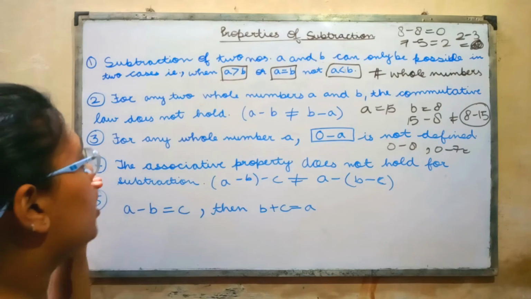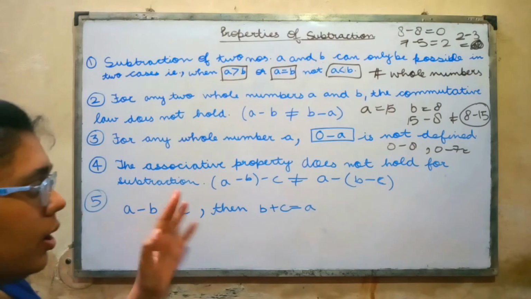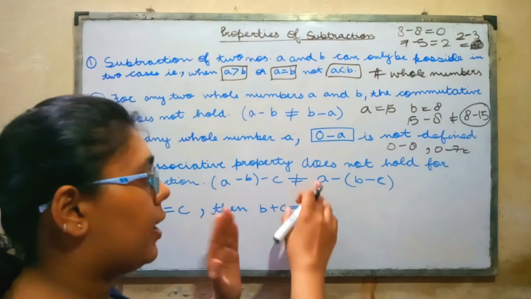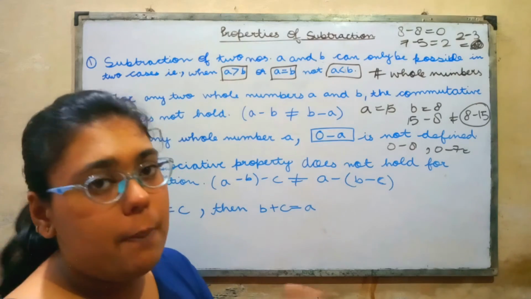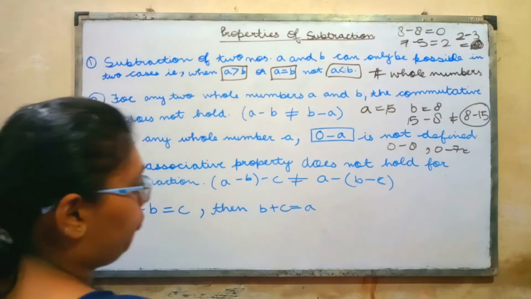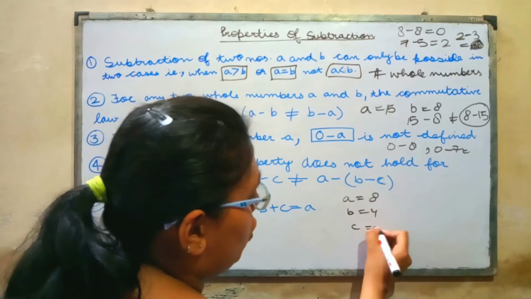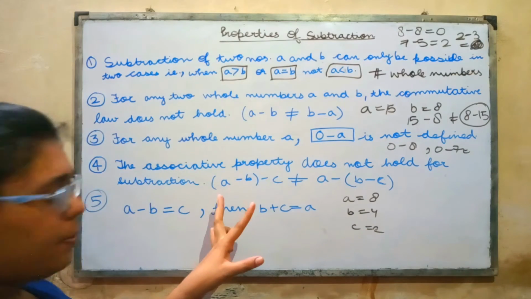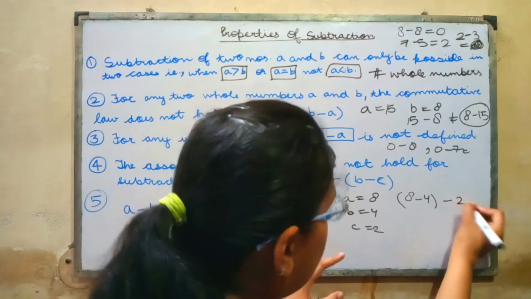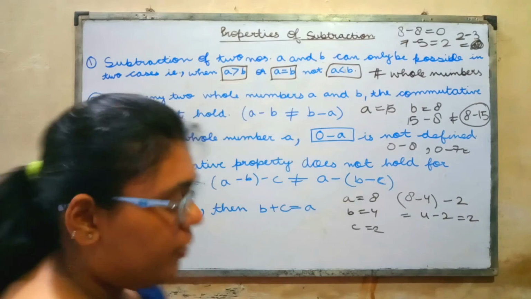द फोर्थ प्रॉपर्टी, द एसोसिएटिव प्रॉपर्टी डज नॉट होल्ड फॉर सब्ट्रैक्शन. मतलब अब जो एडिशन में एसोसिएटिव प्रॉपर्टी आपने पढ़ी थी ग्रुपिंग करके, वो भी सब्ट्रैक्शन में पॉसिबल नहीं होगी. चलो लेट्स टेक एन एग्जांपल फॉर दिस एज वेल. वी टेक a as 8, b as 4 and c as 2. Okay, so now let's perform the LHS part. 8 minus 4 grouped and minus 2. What will be your answer? 4 minus 2, 2. Fine.